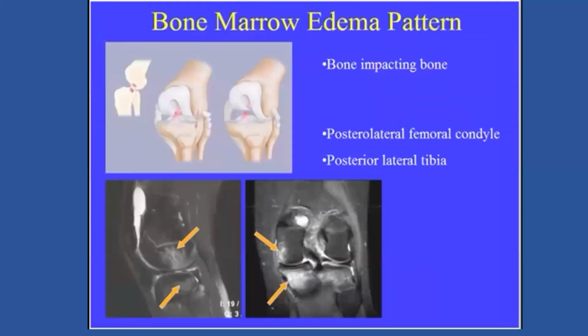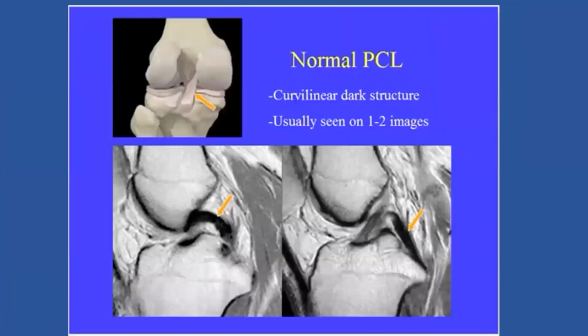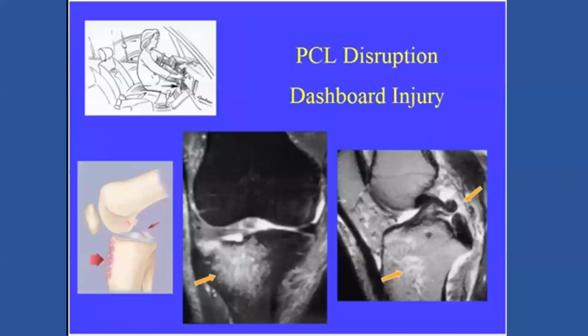So these are them. You have to think of the Segond sign, which is an avulsion, which is in association with an ACL tear. Okay, so keep this in mind. And this is a normal PCL. It's injured by a dashboard injury, and you can get a tear, and MRI is quite accurate in diagnosing it.